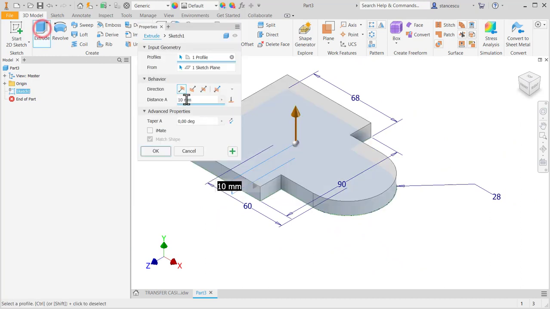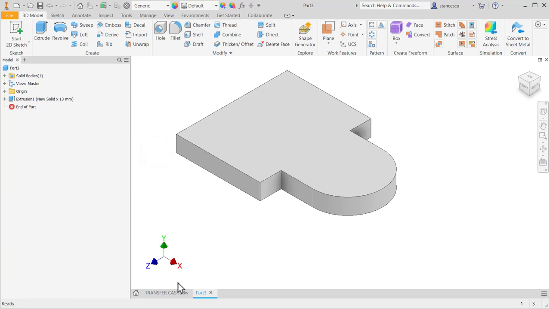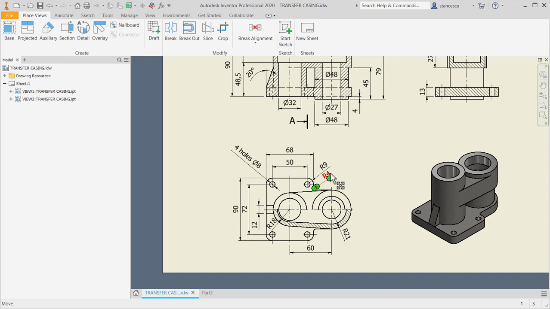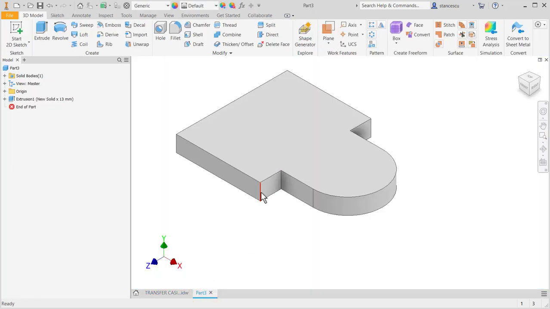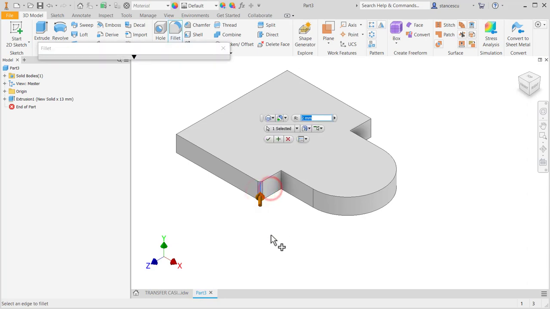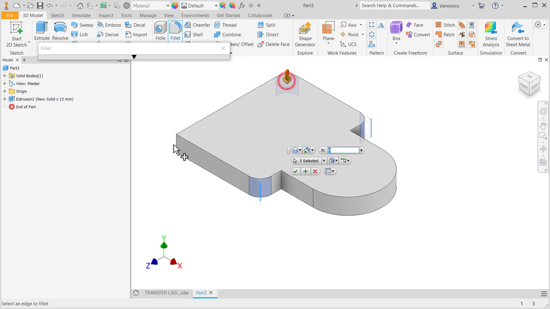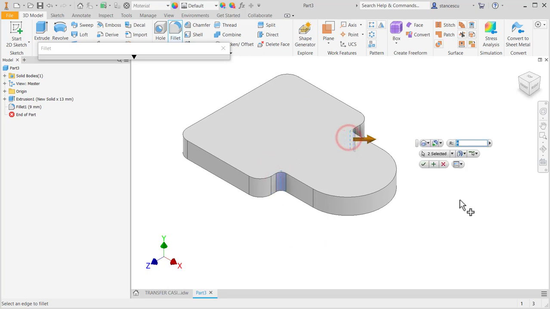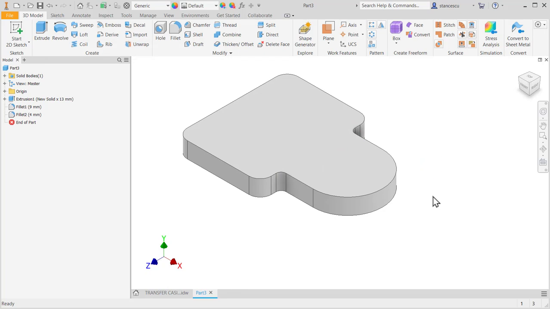Extrude 13. Okay. Now fillets, radius 9, radius 4. Radius 9, plus radius 4. Okay.